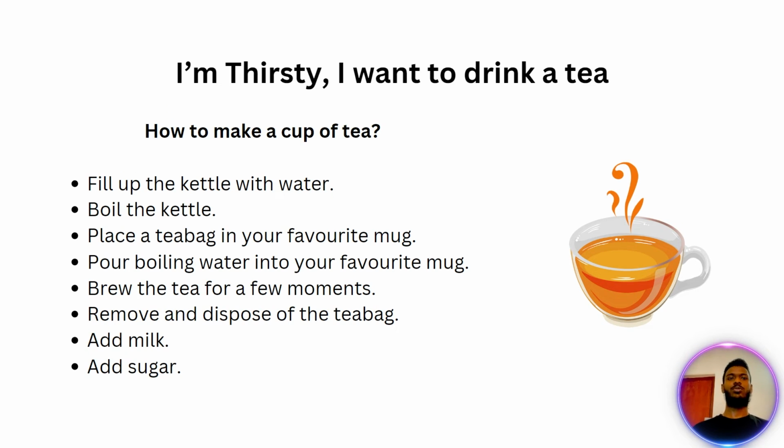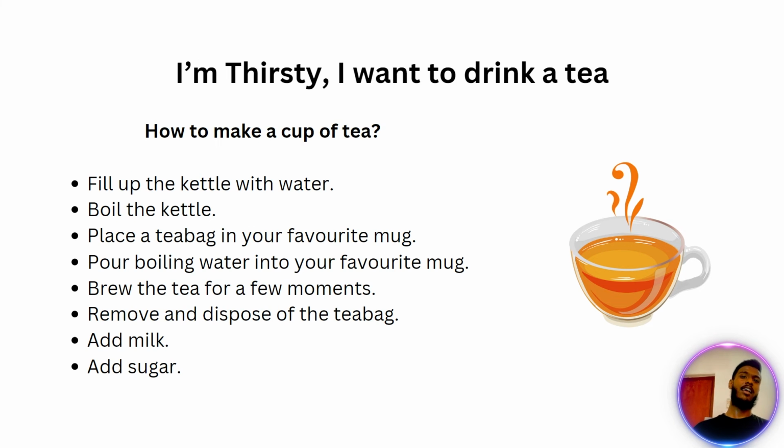Then what should we do if we want to make a tea? Below are the steps to make a tea. We call this an instruction set, an algorithm. So this is the algorithm for making a tea. Now you have a simple idea of what an algorithm is.